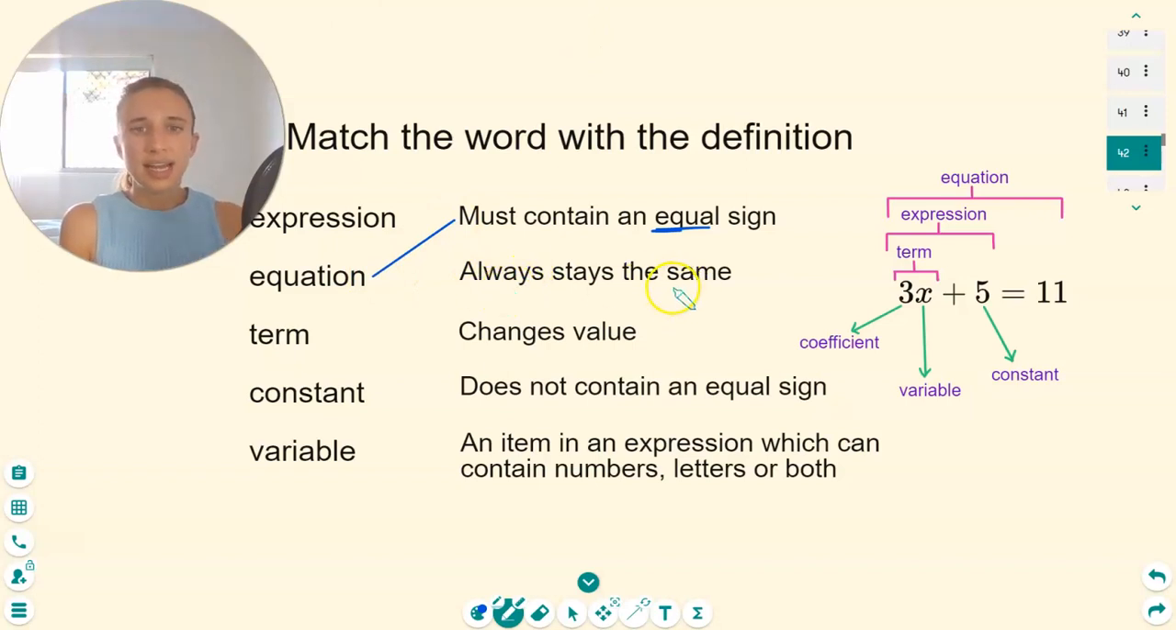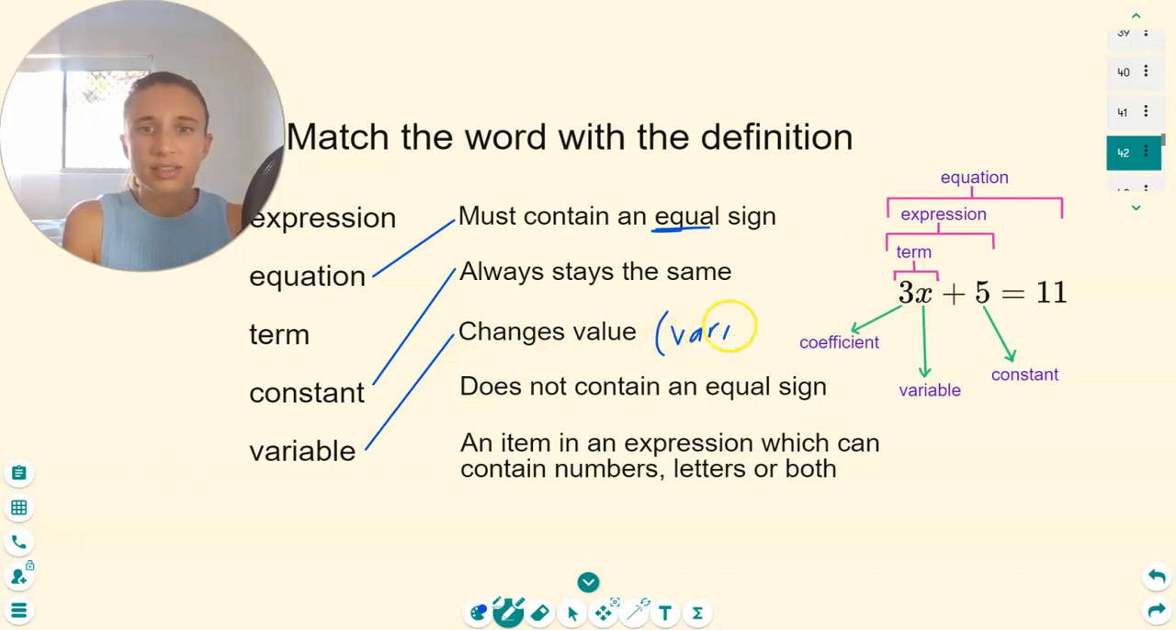Always stays the same. We haven't really discussed that too much, but that's what a constant is. Constant. Okay, it's not affected by the variable. There's no letter accompanying it. So that's what a constant is. Changes value. So here, that's what the variable is. Changes value means varies, right? That's what the letter is, all right?